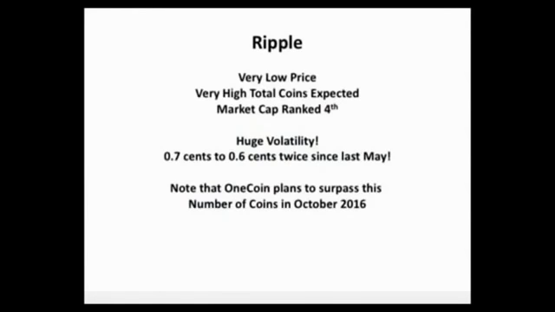The next slide. Very low price, but at market cap, it's ranked number 4. And that OneCoin plans to exceed the number of Ripple coins in existence in October. So OneCoin was supposed to have the largest supply at a higher price.